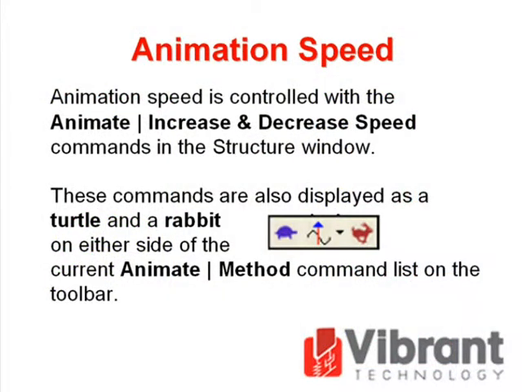Animation speed is controlled with the Animate, Increase and Decrease Speed commands in the Structure window. These commands are also displayed as a turtle and a rabbit on either side of the current Animate, Method command list on the toolbar.